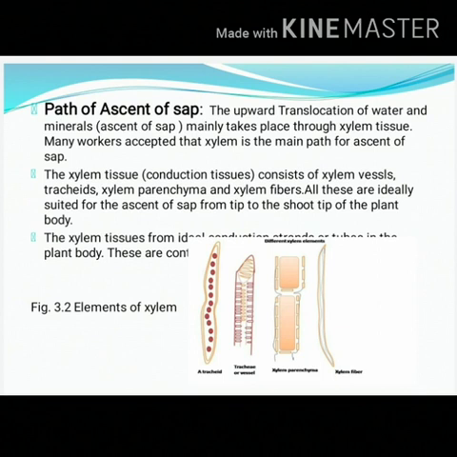These xylem elements, together they form a xylem strand inside the plant body from root up to the shoot apex and up to the leaf, and they are responsible for the circulation or translocation of sap or water and minerals throughout the plant body. The xylem tissue forms ideal conducting strands or tubes in the plant body, and these tubes are continuous and very rigid.